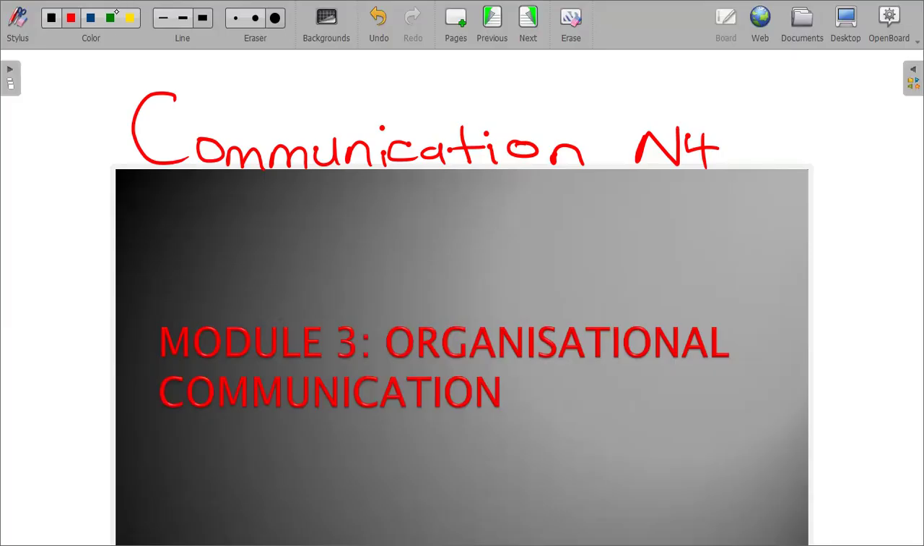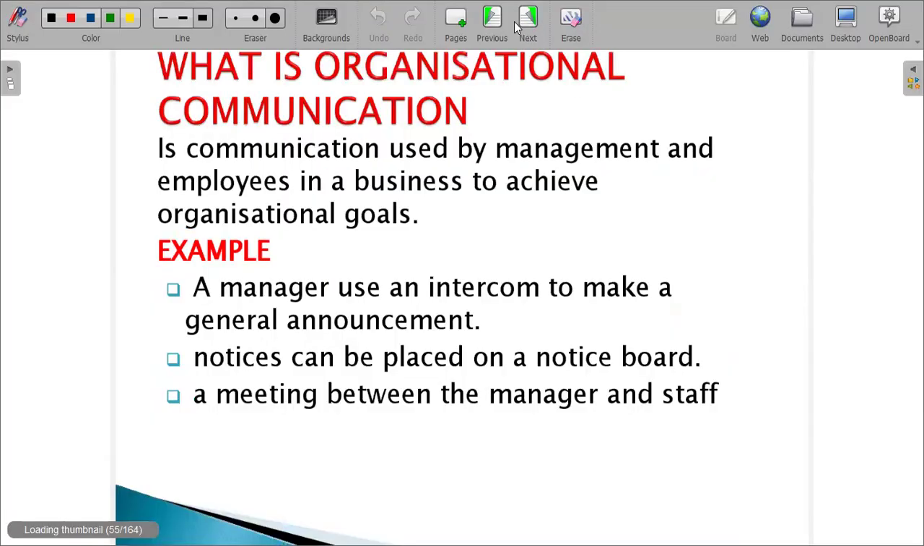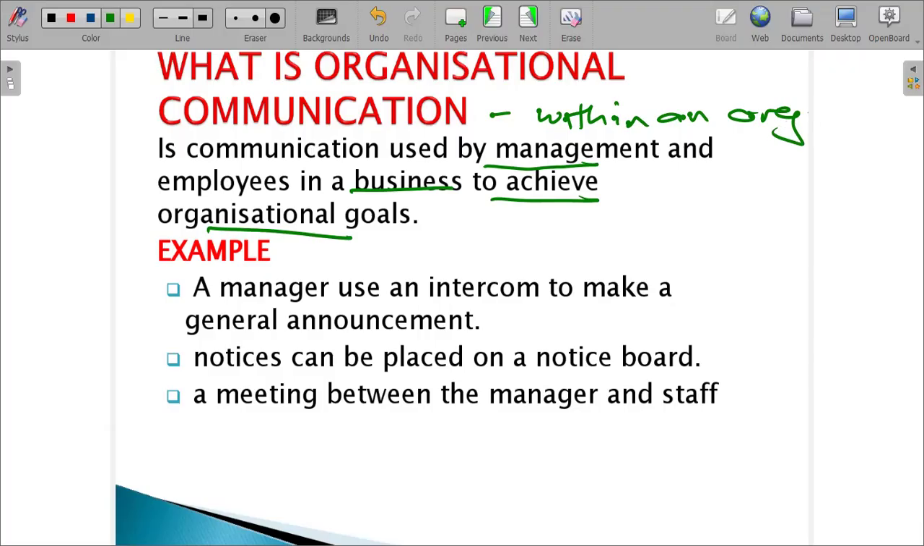I'm going to discuss organizational communication. I'm going to define what organizational communication is. Organizational communication is communication that is used by management and employees in the business or in the organization to achieve organizational goals. In other words, it is communication within an organization.